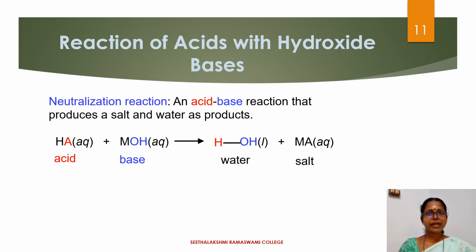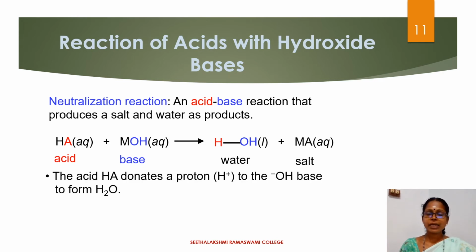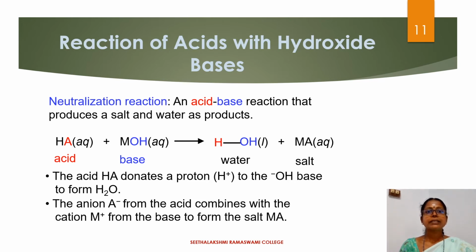A neutralization reaction is nothing but an acid-base reaction that produces salt and water. So when we have an acid, which is represented as HA, and it reacts with a base, which is MOH, it forms H2O, which is water, plus salt. The acid HA donates a proton H+ to the base OH- and thus forms H2O. The anion A- from the acid combines with M+ from the base to form the salt MA, as shown in this equation.